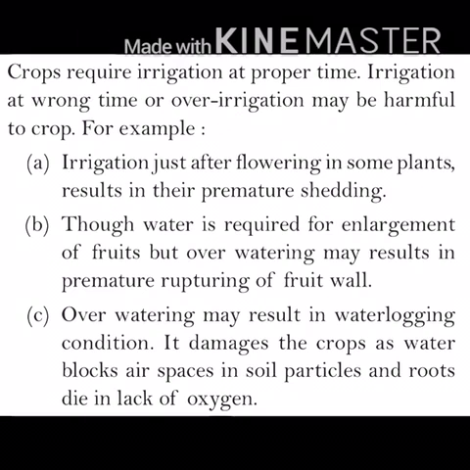Next, overwatering may result in waterlogging condition, meaning collection of water at some place. It damages the crops as water blocks air spaces between soil particles and roots die for lack of oxygen. So this water can block the air spaces of soil, and the roots of plants don't get oxygen, and plants will die in this condition.